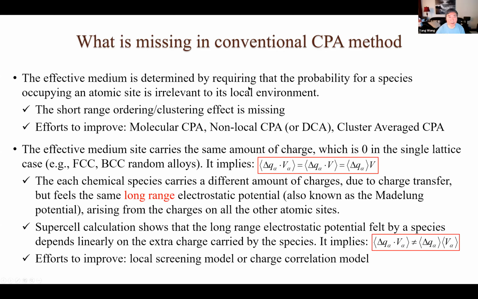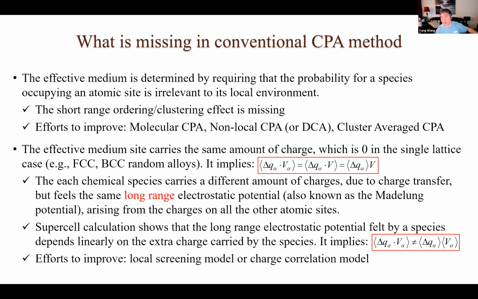To summarize, a conventional KKR-CPA has two problems. One is related to how to calculate the effective medium itself. That is related to the fact that short-range order correlation effects are not properly included. The other problem is related to when you construct a new potential for the next iteration of the SCF calculation. You need to include this long-range Coulomb potential properly, because in the construction of the CPA approach, each site sees everybody else being the same.